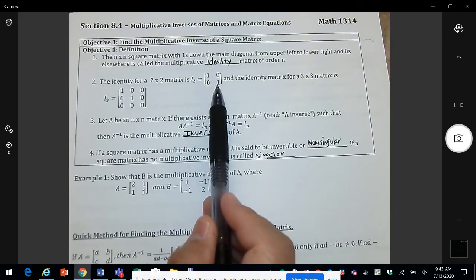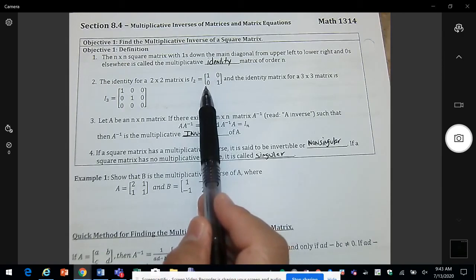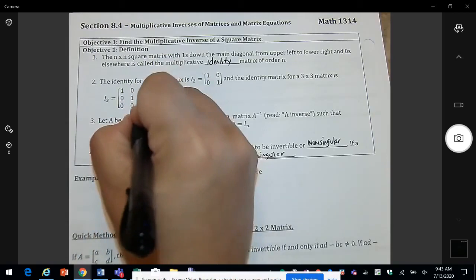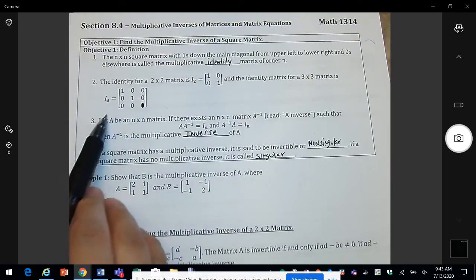Notice that the diagonal has ones. Everywhere else it has zeros. So for a 3 by 3 matrix, you have ones on the diagonal, and everywhere else would be a 0.